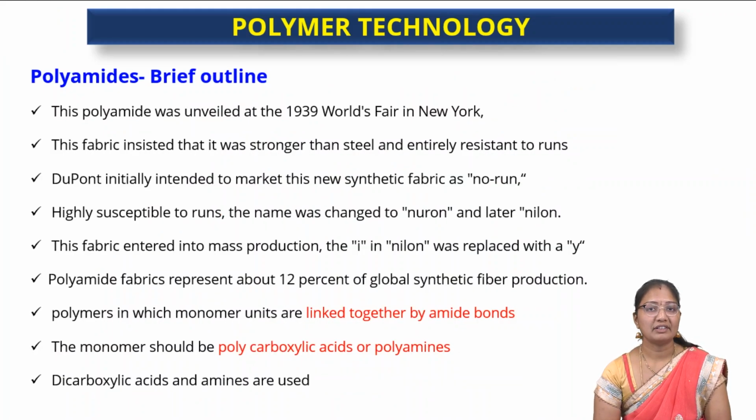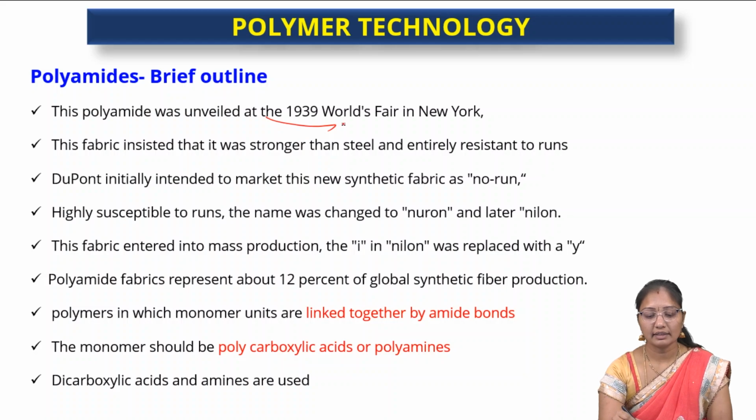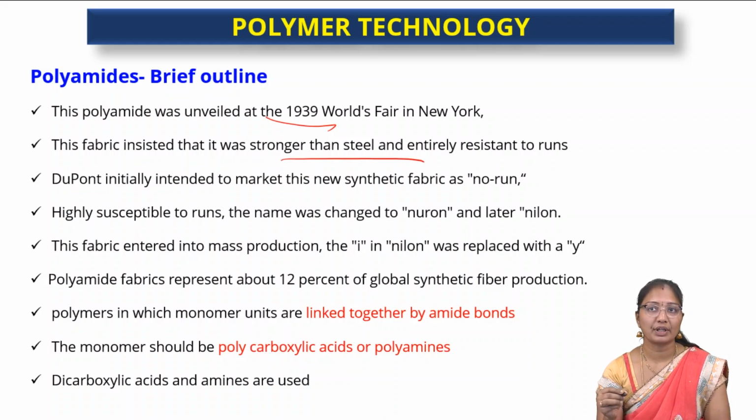Now, a brief outline of polyamides. Polyamide was first unveiled in 1939 at a world fair in New York. This fabric was first considered stronger than steel and entirely resistant to runs in stockings. Some experts believed it would not give runs, so they named the fiber "no run". The new synthetic fiber, now termed nylon, was first termed no run.